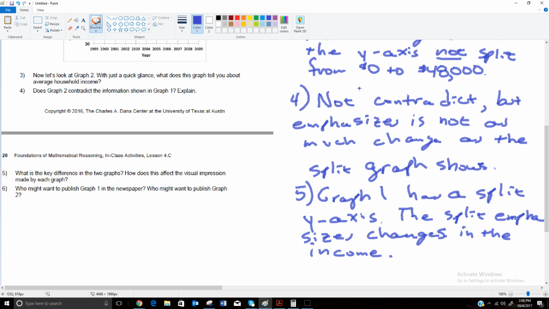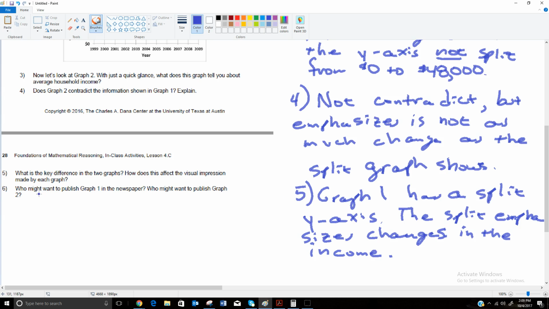whereas up here, with there not being a split in graph 2, it shows that there's really not as much change as it appears to be in the split graph. The split graph is a little bit misleading, the first graph. The second graph is more accurate without the split axis. It makes you realize that the change wasn't as much.